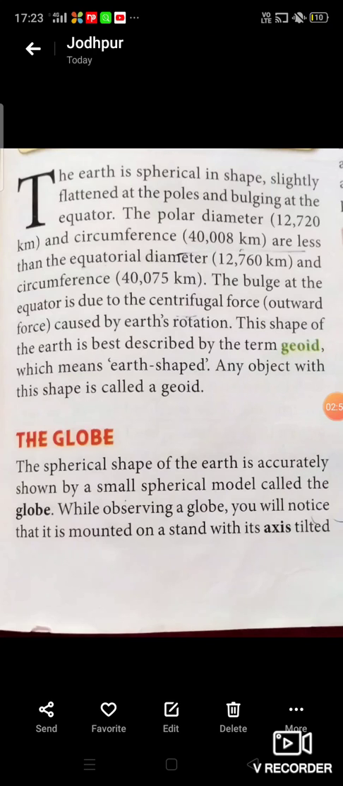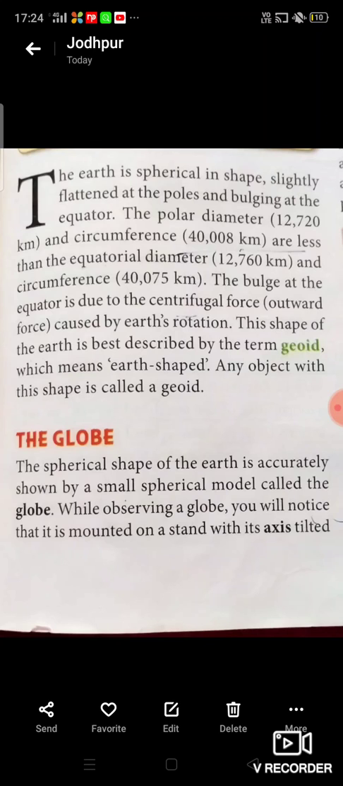Now, we will study about the globe. The spherical shape of the earth. We have already studied that the shape of the earth is spherical. The spherical shape of the earth is accurately shown by a small spherical model called a globe. Now, what is a globe? A globe is the replica, copy or a small miniature of earth which is used for different types of purposes.